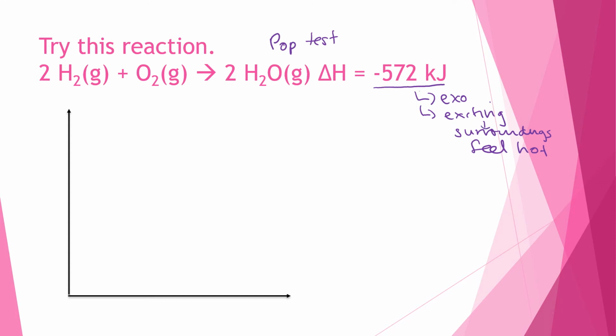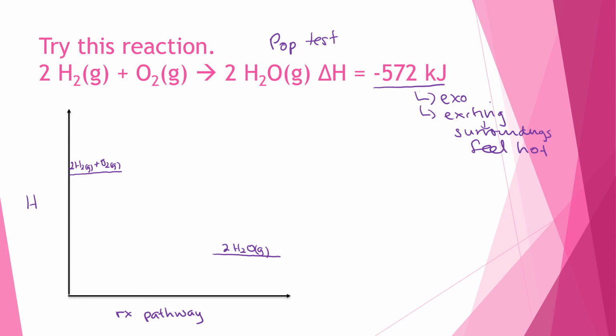Now we need to represent this on our energy profile diagram. So the first thing we're going to do is label the axes, reaction pathway, and enthalpy. Now because energy is exiting, this means that I'm going to start with the enthalpy of the reactants being higher than the enthalpy of the products. The reactants are 2 hydrogen gas plus oxygen gas. The product is 2 water gas.